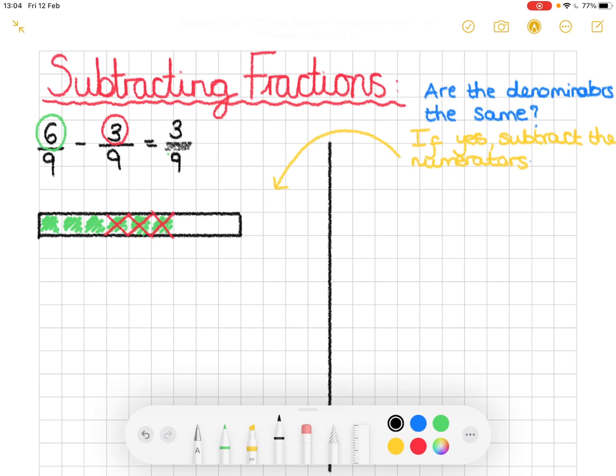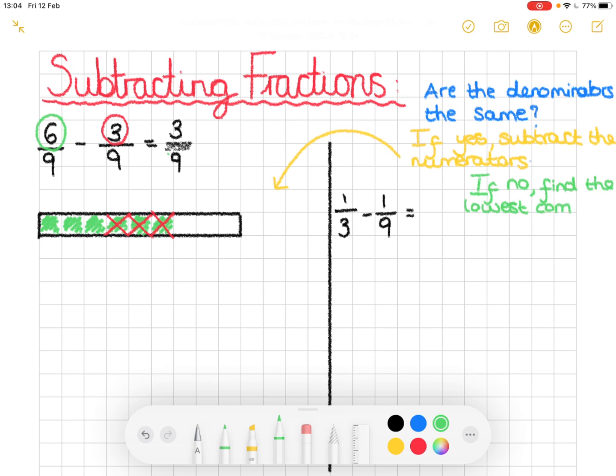So I'm going to have 1/3, and I'm going to subtract 1/9. So 1/3 subtract 1/9. Let's ask the question again. Are the denominators the same? In this case they are not. So I'll put if no. You may already know this. We need to convert our denominators. We need to make sure they are the same. In order to do that, we need to find the lowest common denominator. And that is the lowest multiple that these two numbers, 3 and 9, have in common.